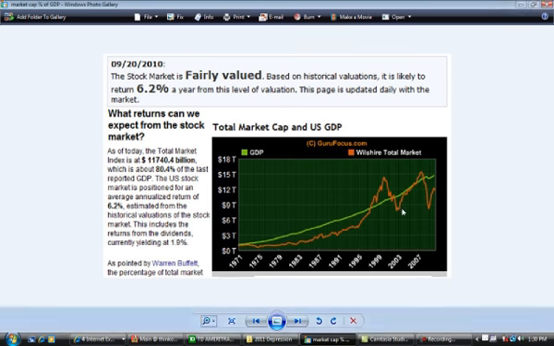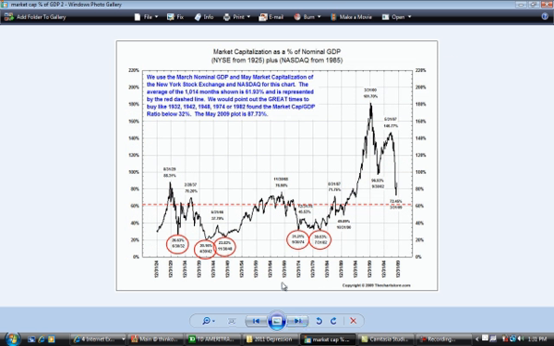Another way to measure the market value and historical value is the total market cap to US GDP ratio. What this means is the market cap of all the companies in the market compared to the US economy, the gross domestic product, the GDP. Right now, we're at 80.4%. If we compare that to the historical average, the average is basically around 60%. Right now, we're at 80%.